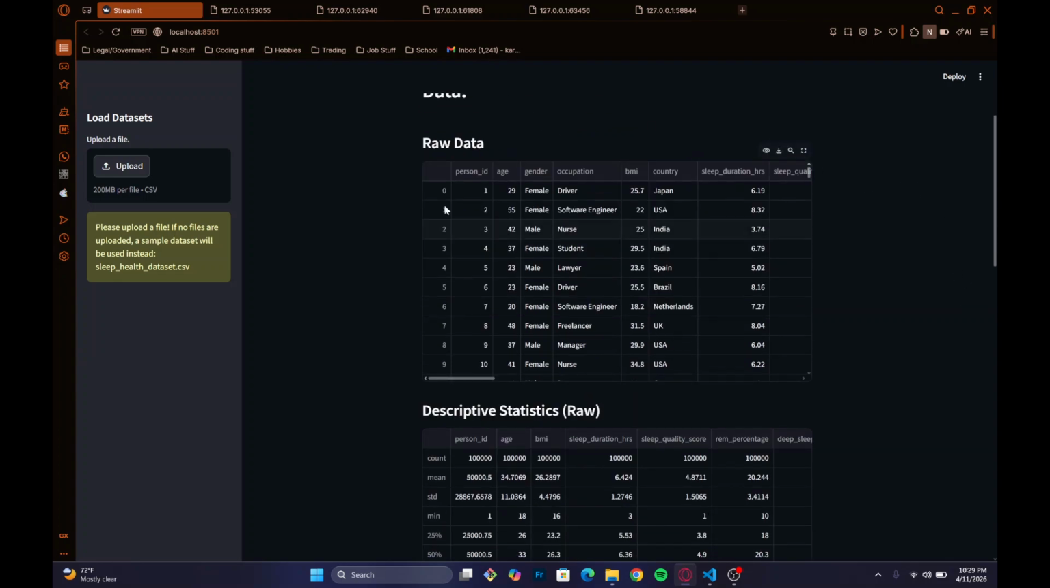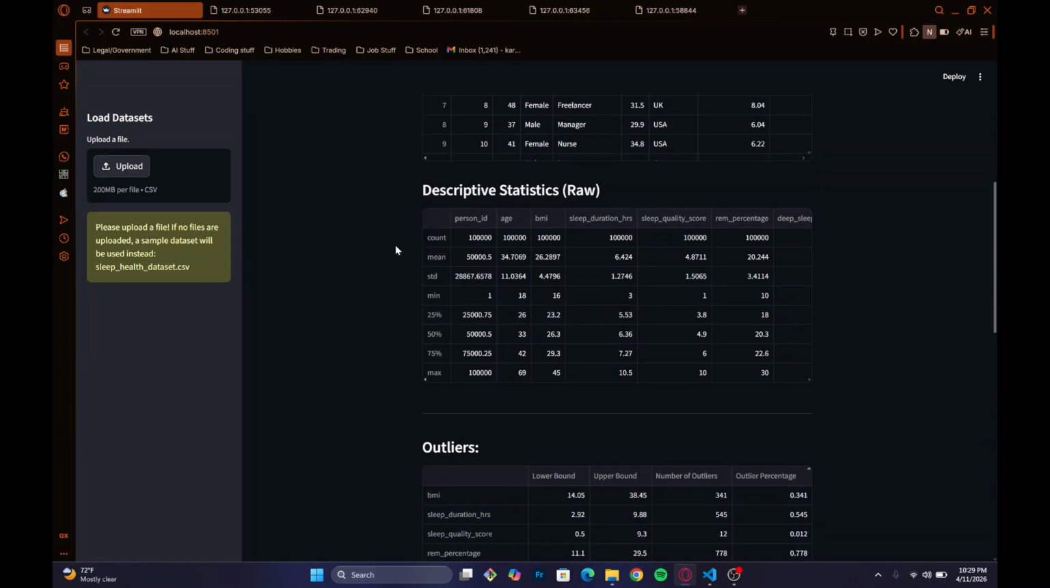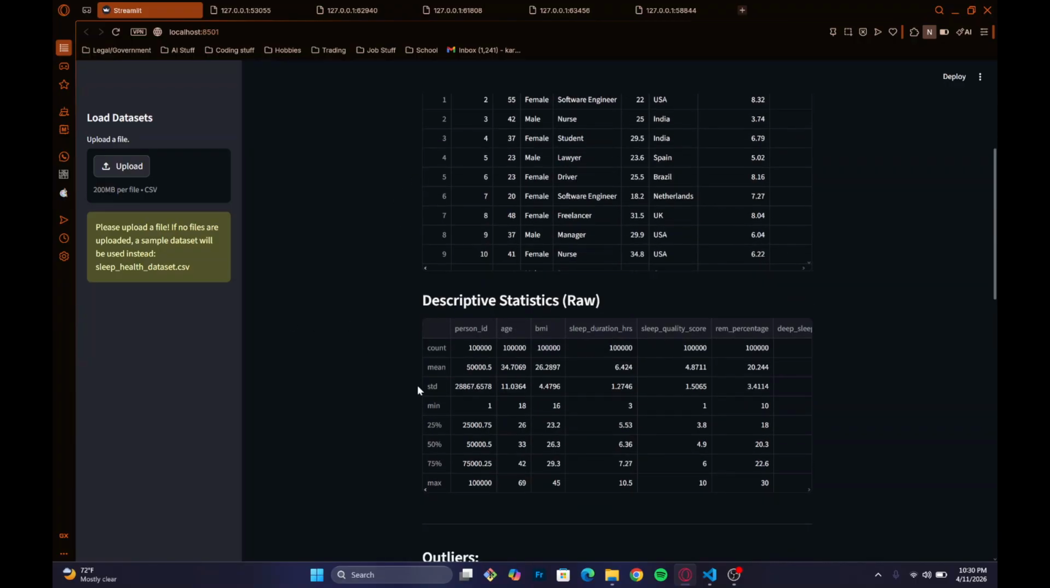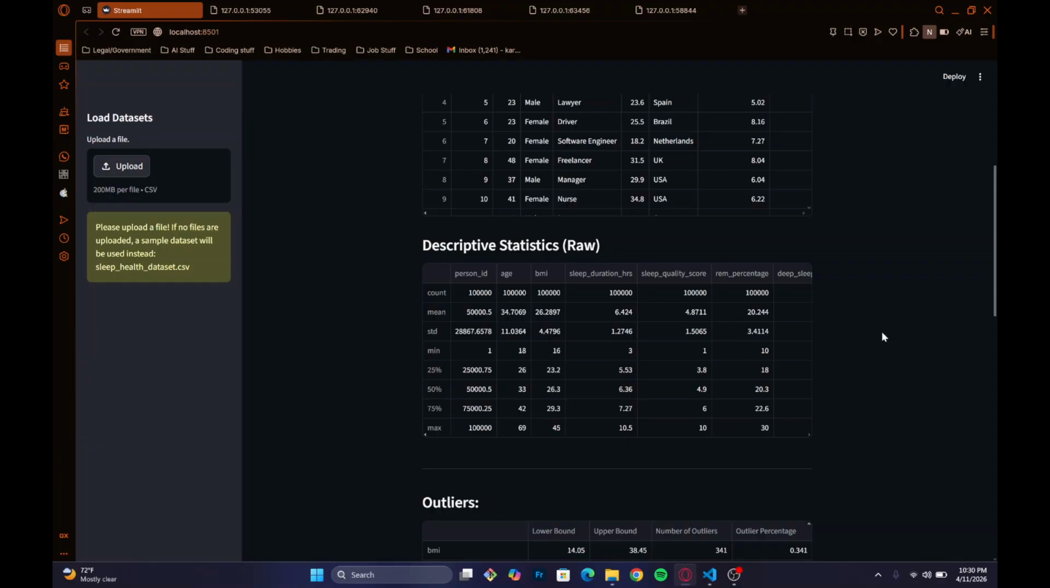Now, the data has 32 columns and 100,000 rows. Here, I put some of the data sets, such as the raw data. I put down some descriptive statistics of the raw data, mainly to visualize and see if I could find any weird outliers or connections.